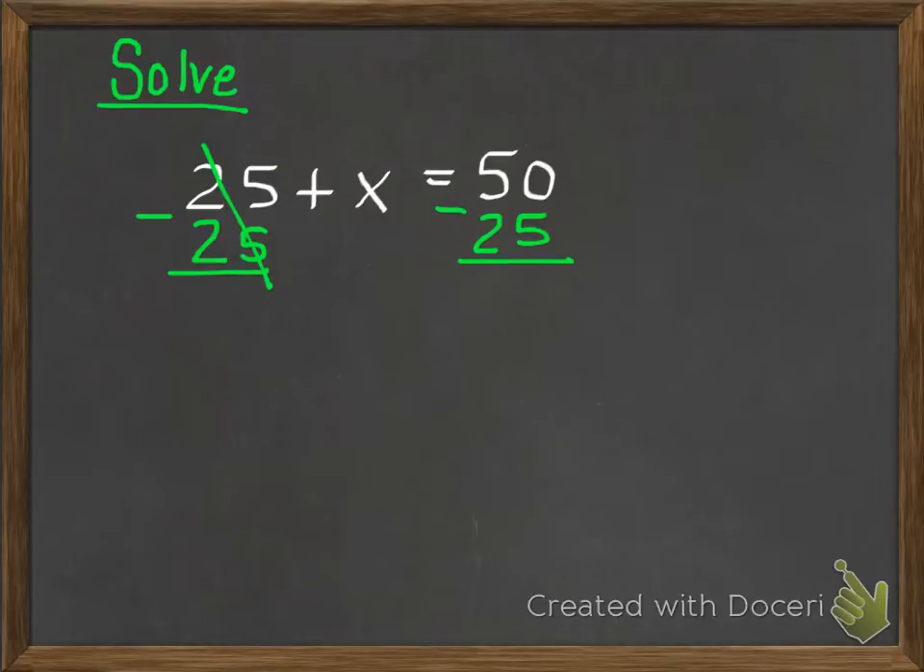Actually, let me do that in a different color. Whoops, sorry. So you are actually left with, x equals 25.